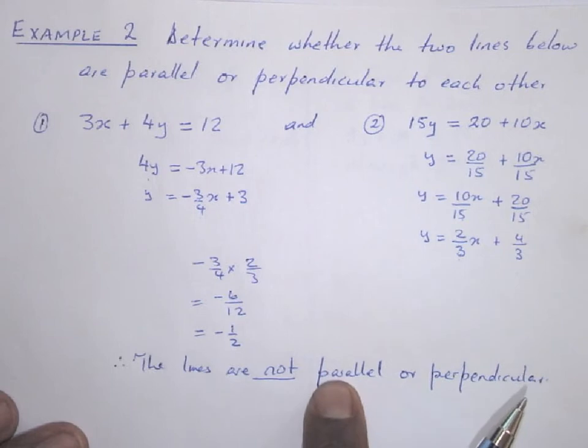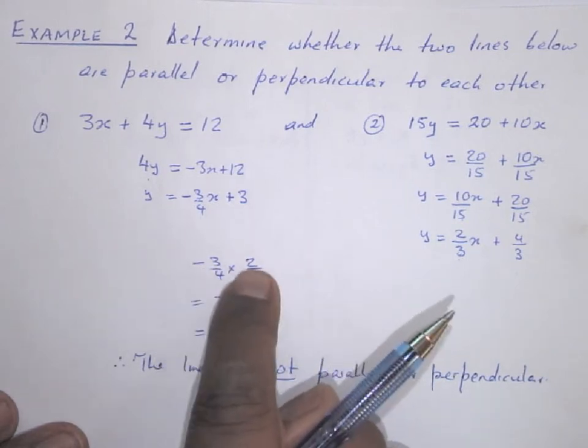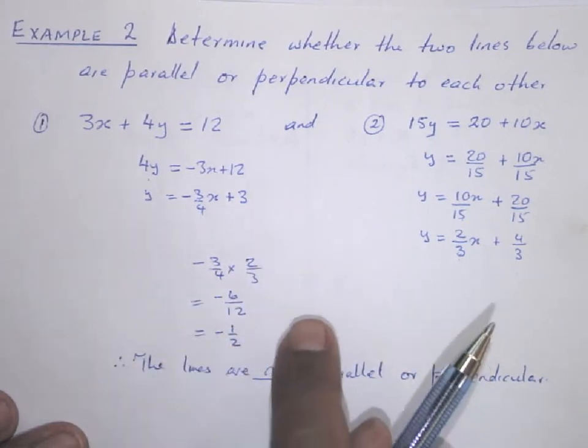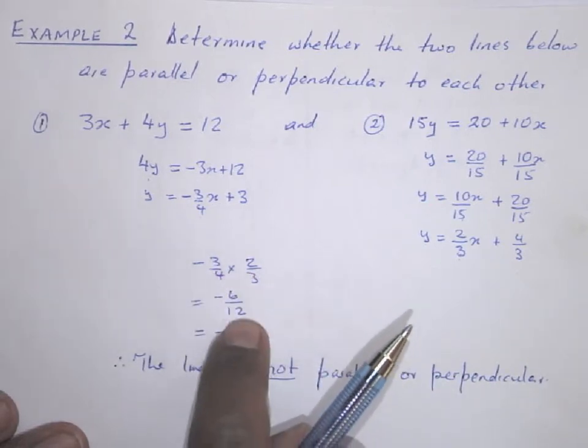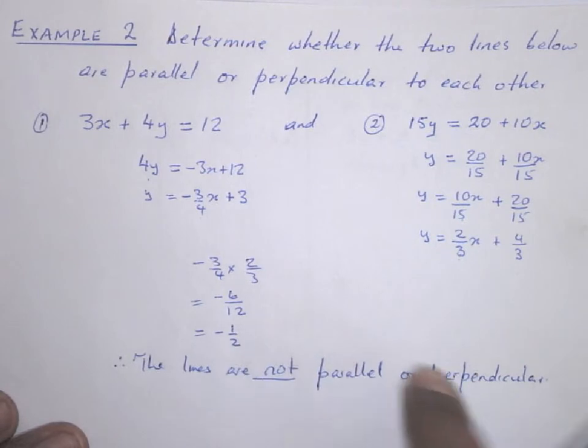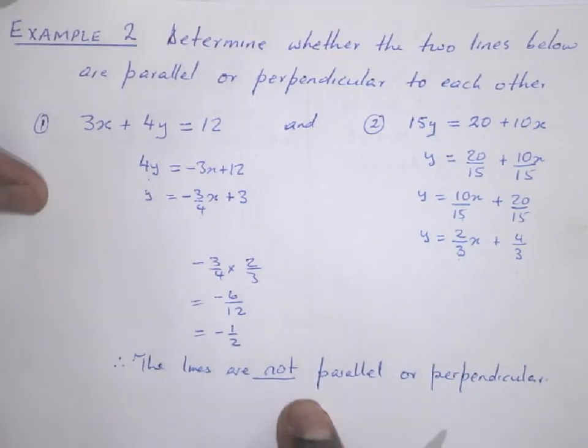They would have been parallel if those gradients were the same, or they would be perpendicular if, when I multiply them, the answer was -1, then I would have said they are perpendicular. Now let's look at another example.